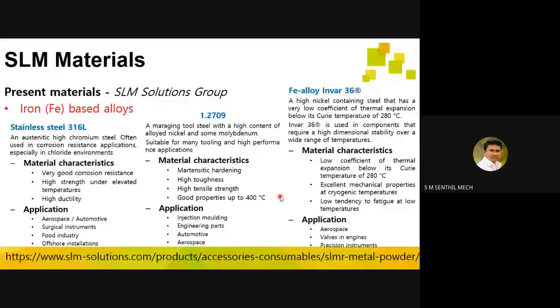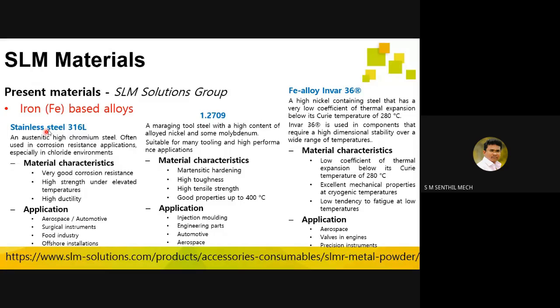So in iron based alloys, obviously stainless steel powders. Why are you using stainless steel? Because it has good corrosion resistance. All the utensils which are used in our kitchens have good corrosion resistance. We need corrosion resistance because if you are using chloride, that means the water has a high content of salt. Only if you are using stainless steel, it won't get reacted. So that is stainless steel.